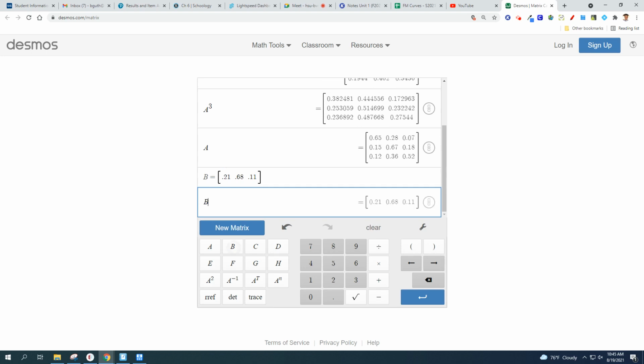I want BA. Wait a minute, that's not right either. It's got to be squared, right? Because I want the second generation. I want B times A squared. I want the initial times the transition squared, and I get that, which is a new distribution. So I'm going to copy that over.